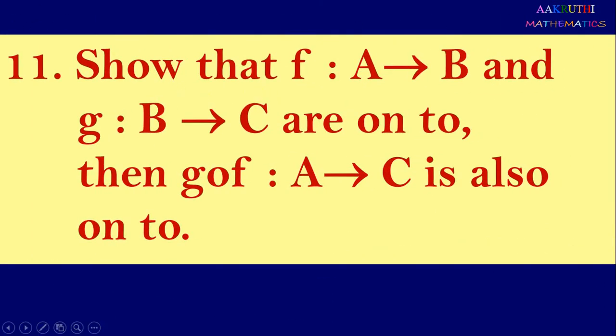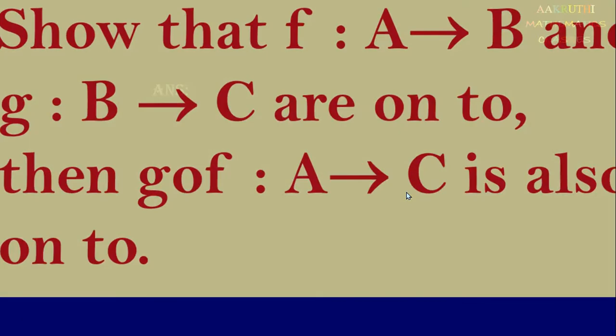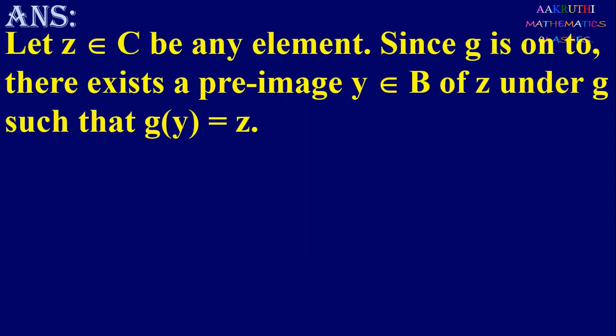So next problem, show that if f from A to B and g from B to C are onto, then g composite f from A to C is also onto. Now here it is given f and g are onto. We have to prove g composite f is also onto. Now take z belonging to C, any element. Since g is onto, there exists a pre-image y belonging to B of z under g such that g of y equals z.